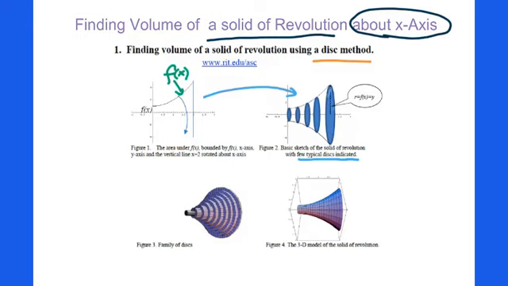We call this a disk. And the radius will be f of x. That means y. This shows a family of disks. And this is a 3D model of the solid of revolution.